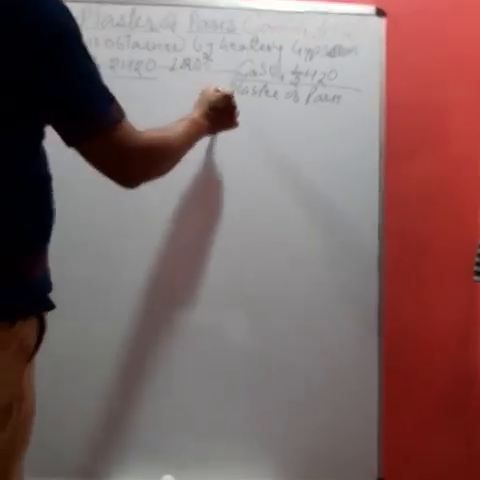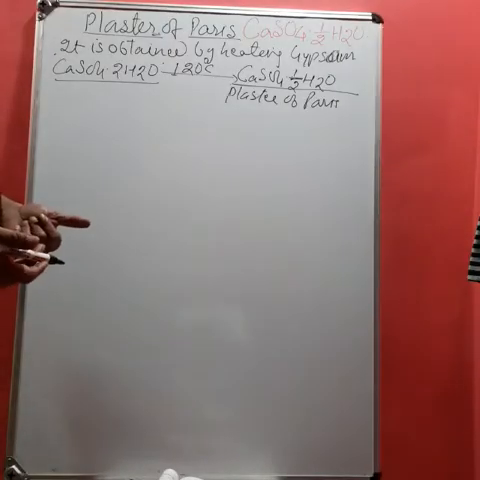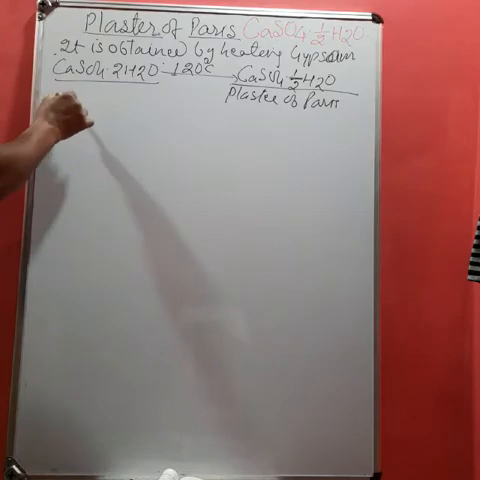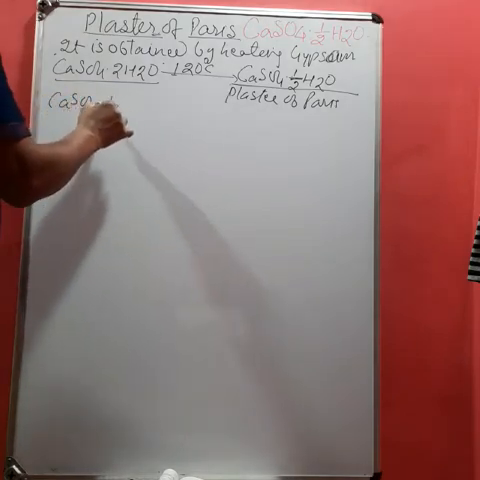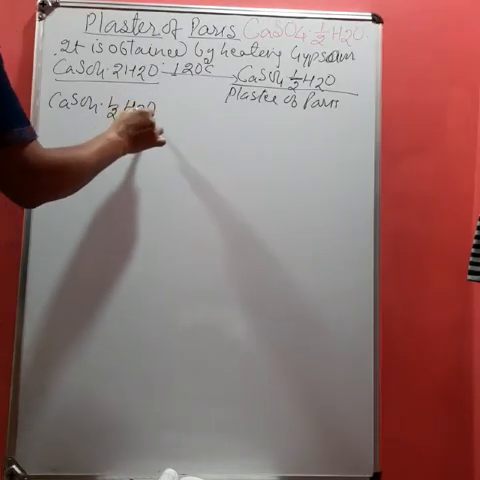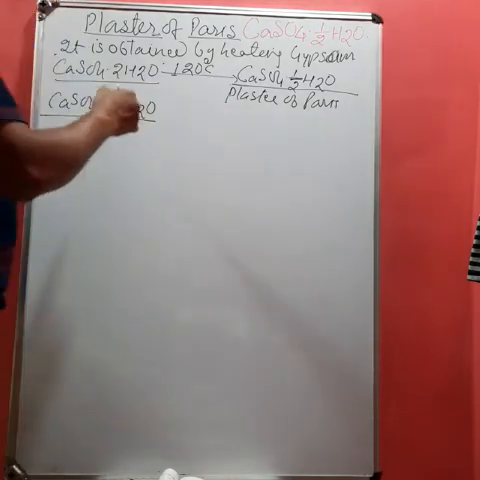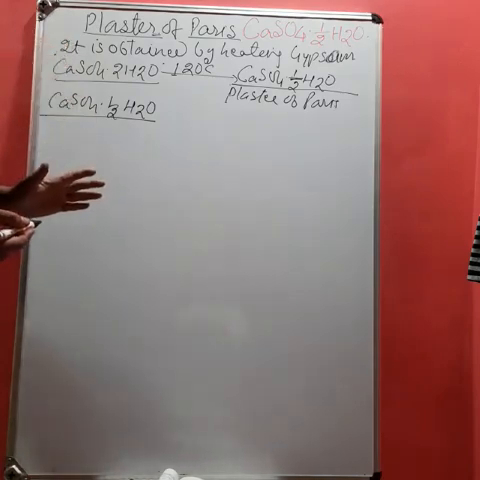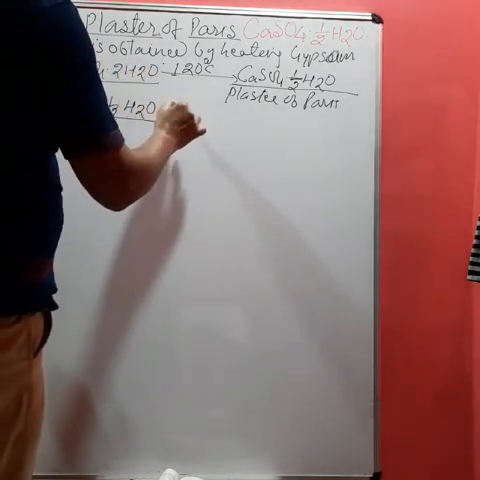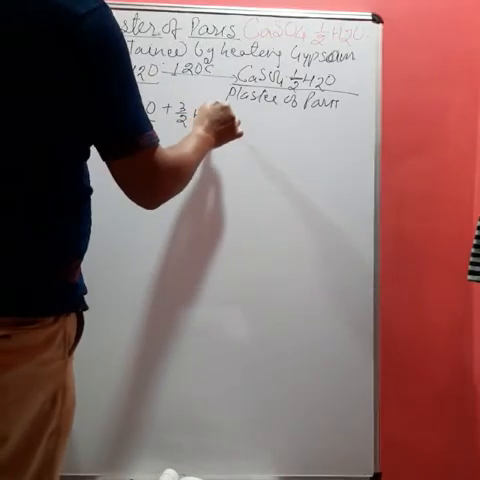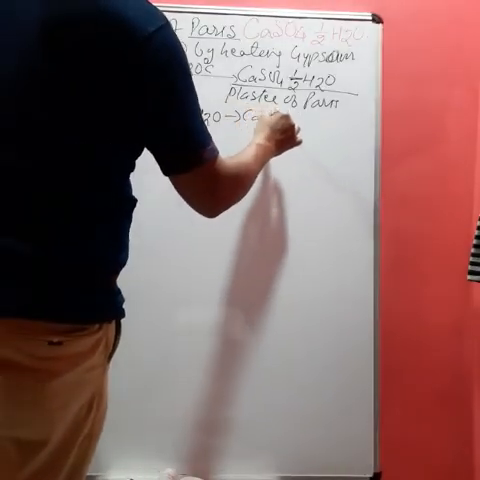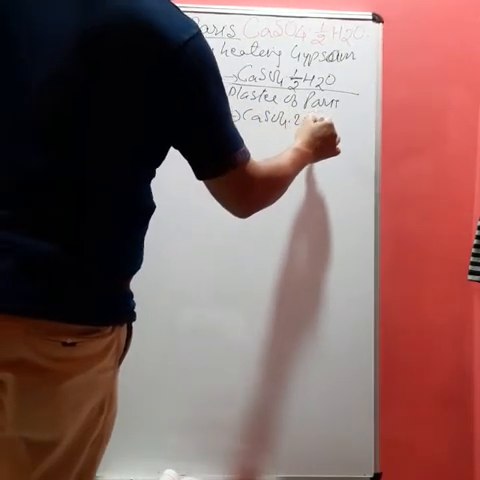Okay, student, plaster of Paris is a white solid. It has a tendency to absorb a lot of water. Like here, when the calcium sulfate dot 1 by 2 H2O absorbs the water molecule, first it converts again into what? Gypsum. Like here, by 3 by 2 H2O, it converts into gypsum, CaSO4 dot 2 H2O.